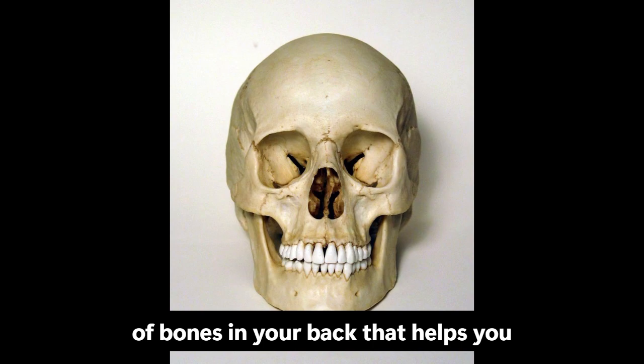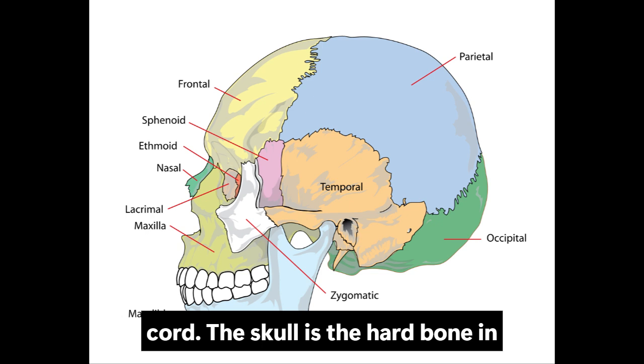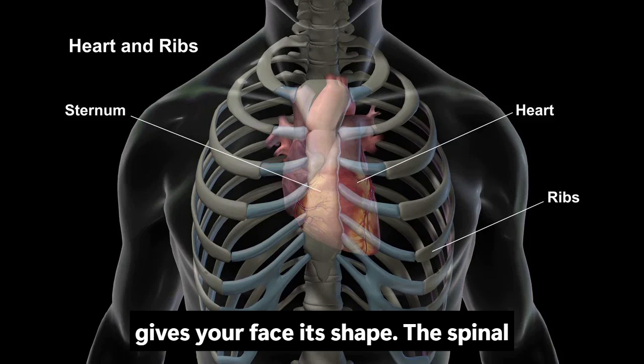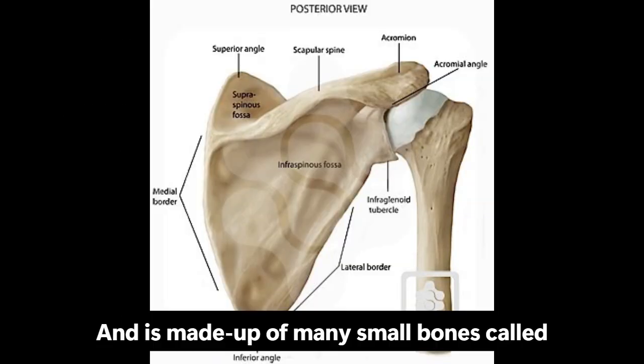The backbone is a long row of bones in your back that helps you stand upright and protects your spinal cord. The skull is the hard bone in your head that protects your brain and gives your face its shape. The spinal column is another name for the backbone and is made up of many small bones called vertebrae. The ribs are curved bones that form a cage around your chest to protect your heart and lungs.